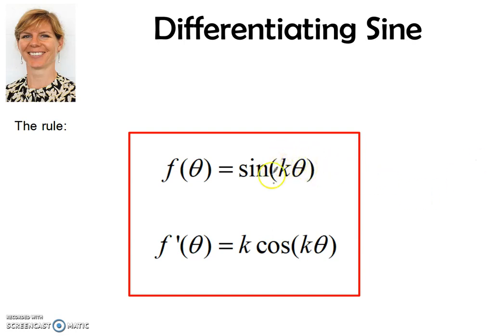The only thing is we throw in this little constant if you've got a dilation going on in the brackets, then you need to bring that out. So if f of theta is sine k theta, then f prime of theta is the derivative of what's in the brackets, in this case k, with respect to theta, times cos k theta: k cos k theta. It's really pretty straightforward.